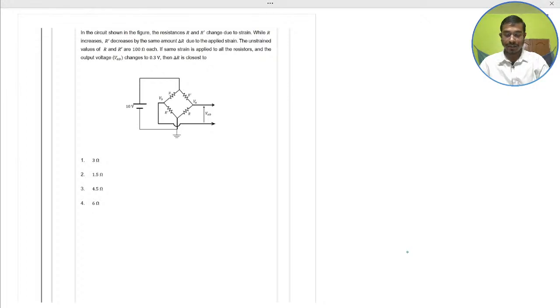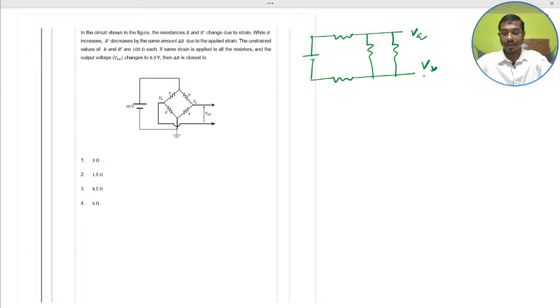This is from network analysis, electronics. I will give you hints and you solve it yourself. Basically the circuit is formed like this simple one. This is the resistance with the volt source. This is the simple circuit with VA and VB, with R, R dash, R, and R dash.